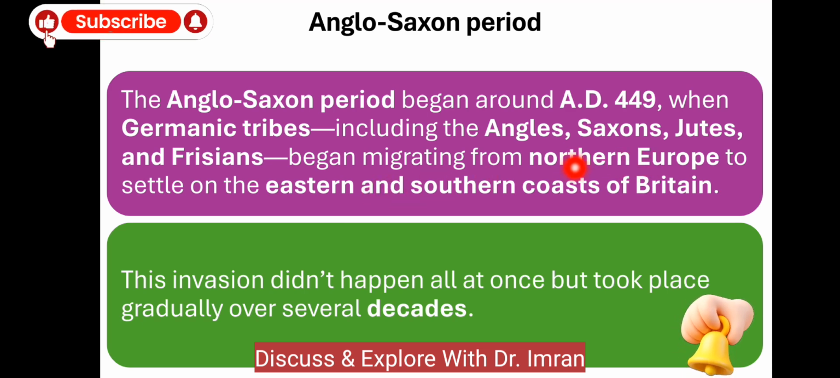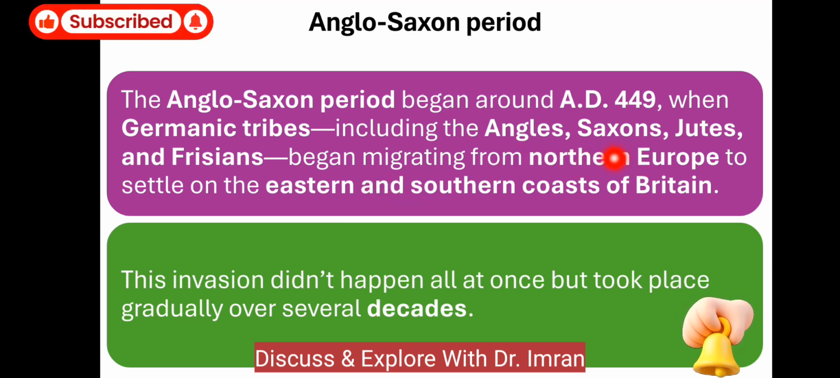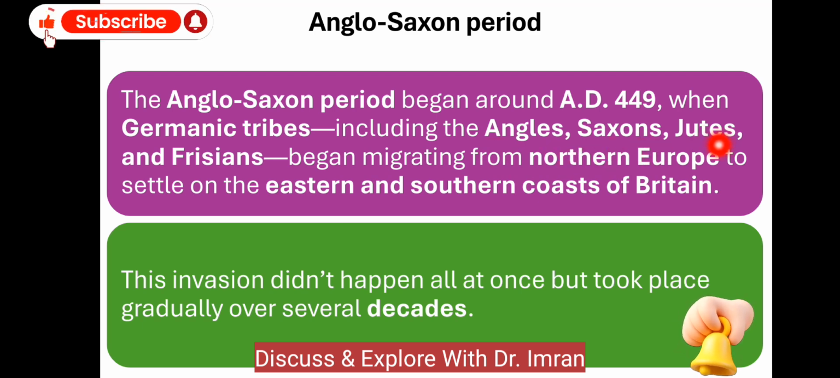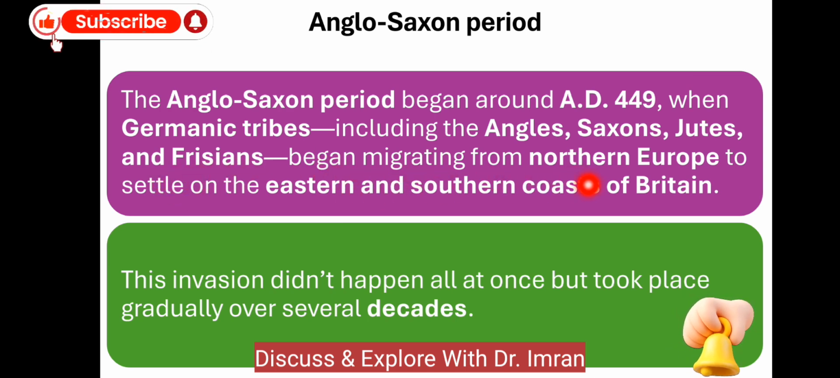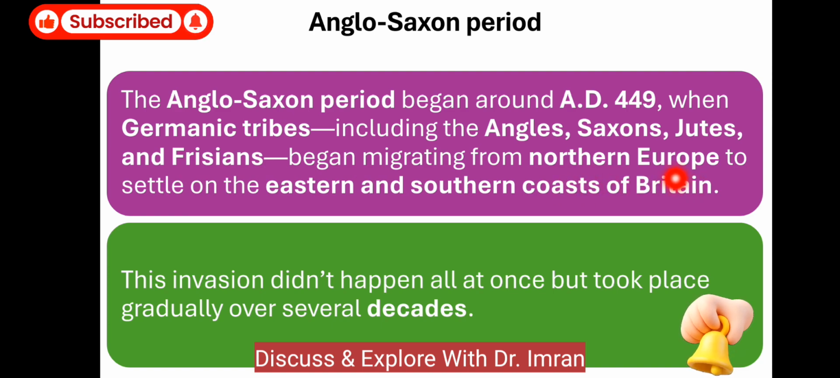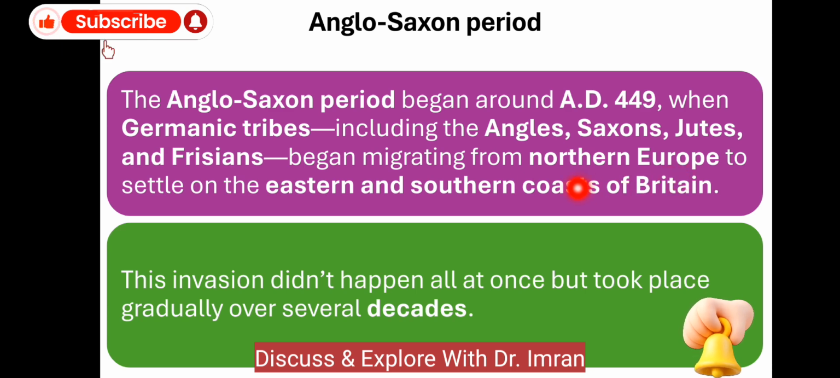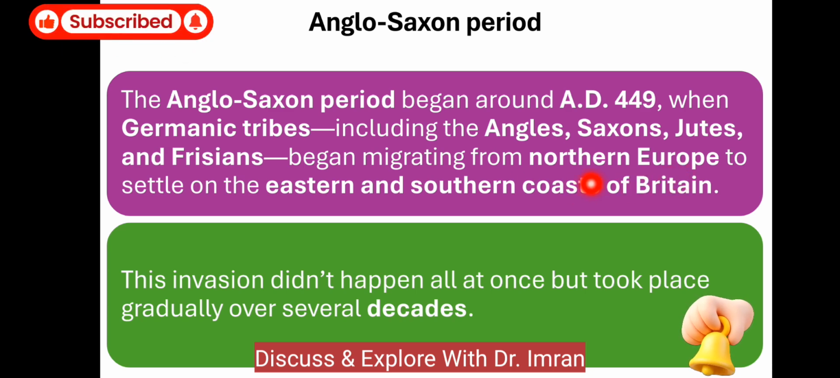The most famous of these tribes were the Angles, Saxons and Jutes, but there were also Frisians. They migrated from Northern Europe, or we can also call it continental Europe. These tribes collectively, Angles, Saxons, Jutes and Frisians, are called Germanic tribes, and they invaded somewhere in 449, right?